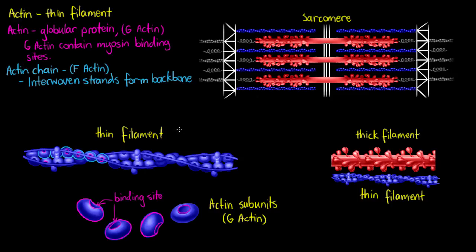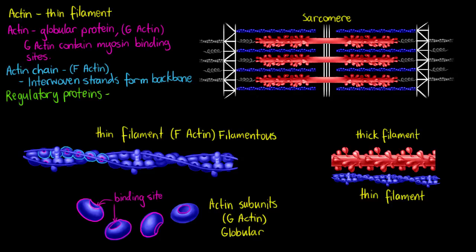So we've got the actin subunits we refer to as G-actin, but when those subunits polymerize into these long chains, we call it F-actin. So the G-actin is globular, and our F-actin is filamentous or fibrous. And those two fibrous chains are going to form the backbone of our thin filament. But we also have these other structures on the thin filament, and they are going to be regulatory proteins. And the regulatory proteins are going to have roles in contraction. Now I'll tell you what those roles are right now.